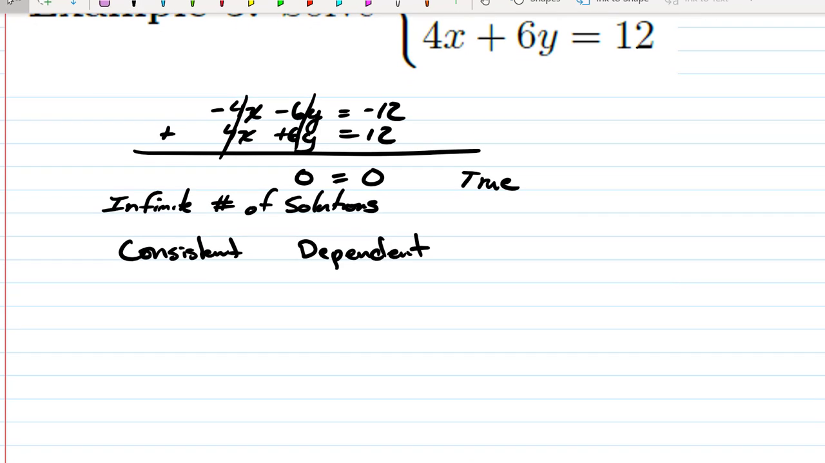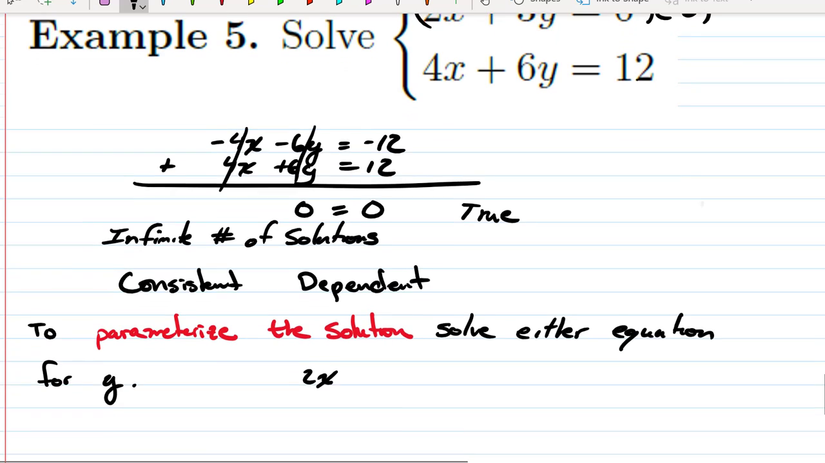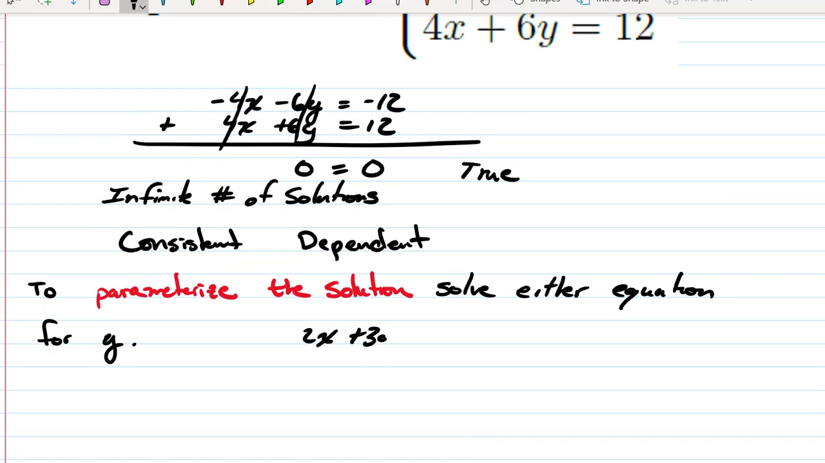When we have the consistent dependent case, we need to parameterize our solution. So to parameterize the solution, we need to solve either equation for y. And the reason we say either equation is, as we just talked about, they're actually the same equation.